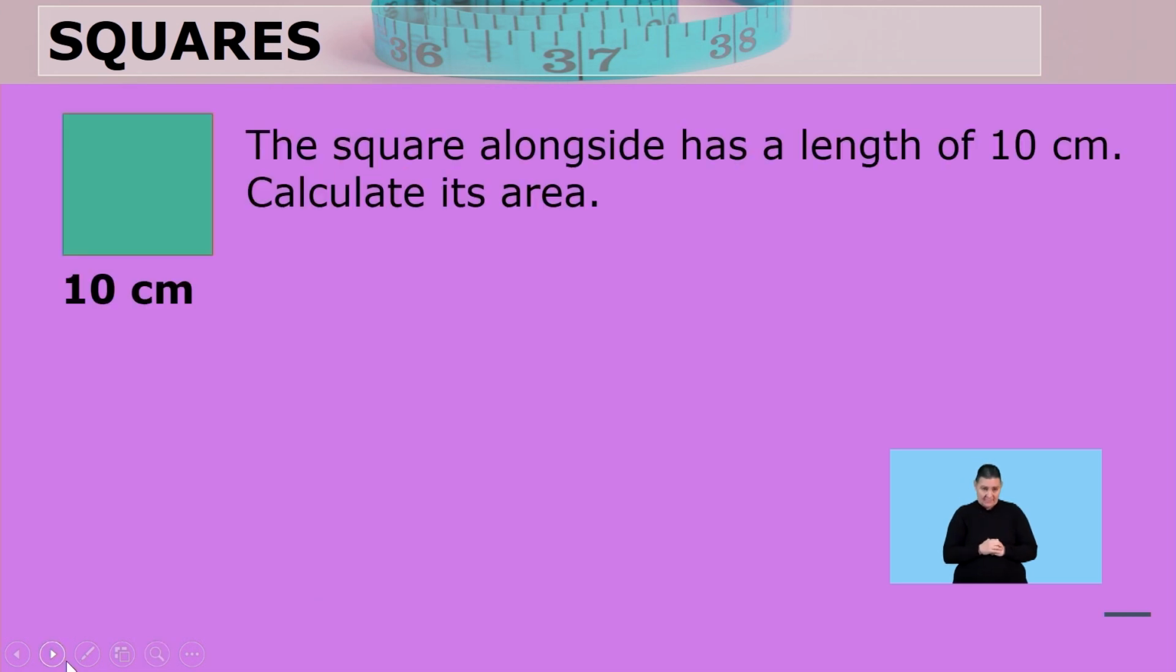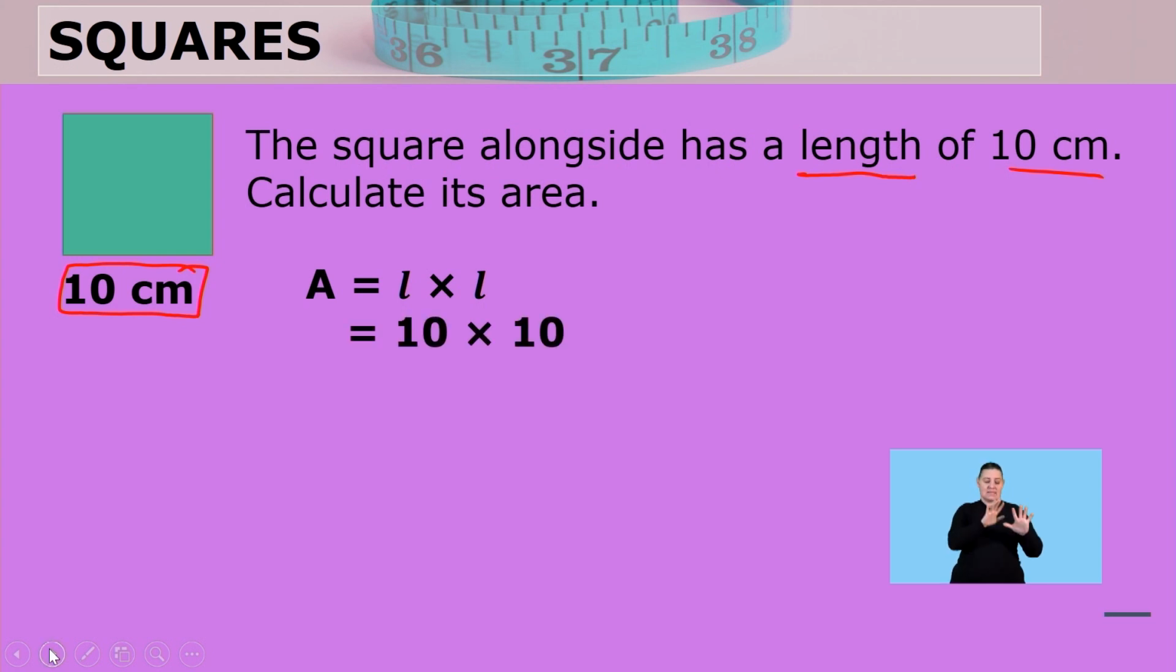All right. So in this example, the square alongside has a length of 10 centimeters. By them saying it's a square, we know all four sides are the same, so all four sides measure 10 centimeters. I've got to calculate its area. Area is length times length. That's 10 times 10. The answer would be 100 centimeters squared. Notice that symbol. That tells me that I'm dealing with area. We have to put that in. Have to make sure that that's there.